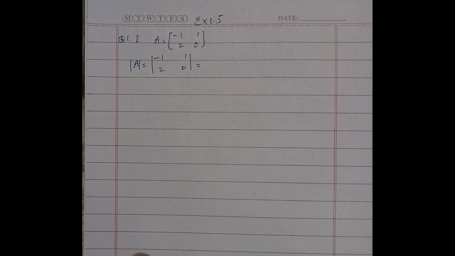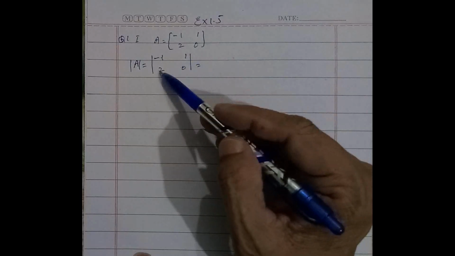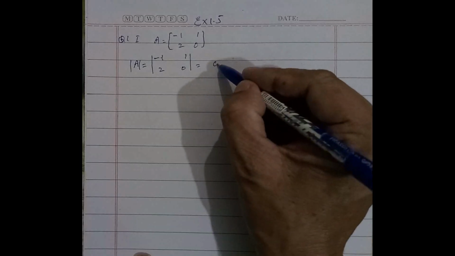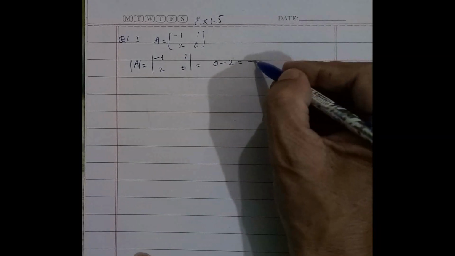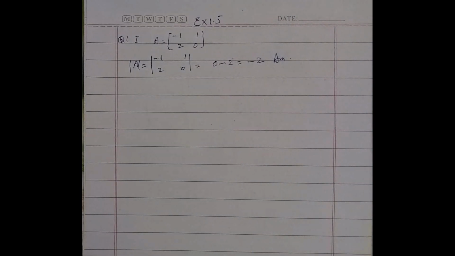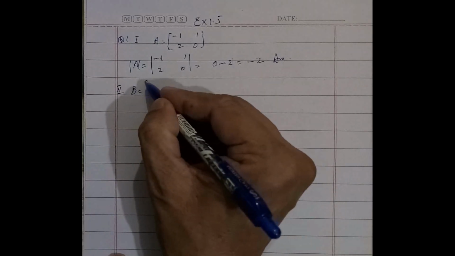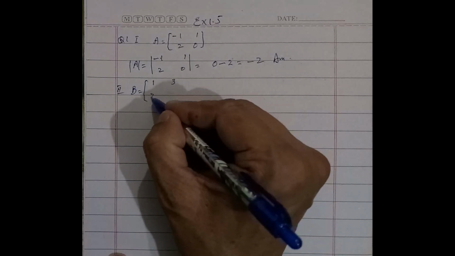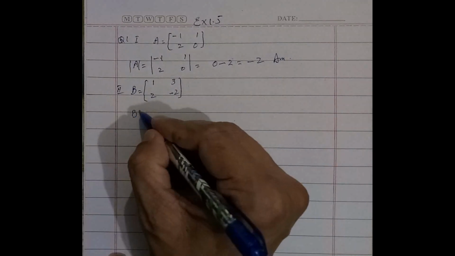For finding the determinant, we multiply this value by this value, minus this multiplied by this. So minus 1 multiplied by 0 is equal to 0, minus 2 multiplied by 1 is equal to 2, which is equal to minus 2. That is the answer, the determinant of A. And part second is matrix B, which is [1, 3; 2, -2].